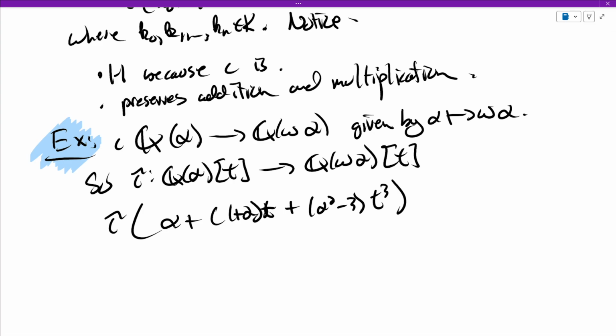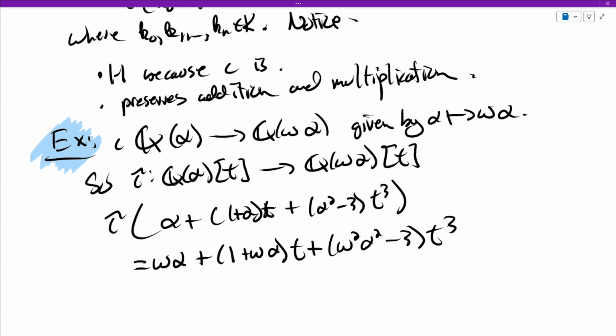Well, iota hat is going to replace all the alphas with omega alphas. So here I have an alpha, that's going to become an omega alpha. Here I have a 1, that's in Q, that's left alone. But I have an alpha then, that we're going to replace with omega alpha. The t is left alone. The alpha squared becomes omega squared alpha squared. The negative 3 is left alone. And then we get t cubed. So notice how we just changed the coefficients, but we changed the coefficients in a way that preserves structure. We changed it with this iota mapping here.